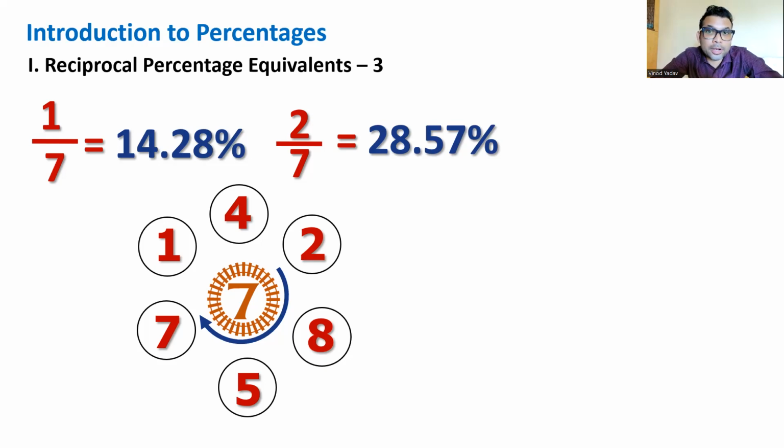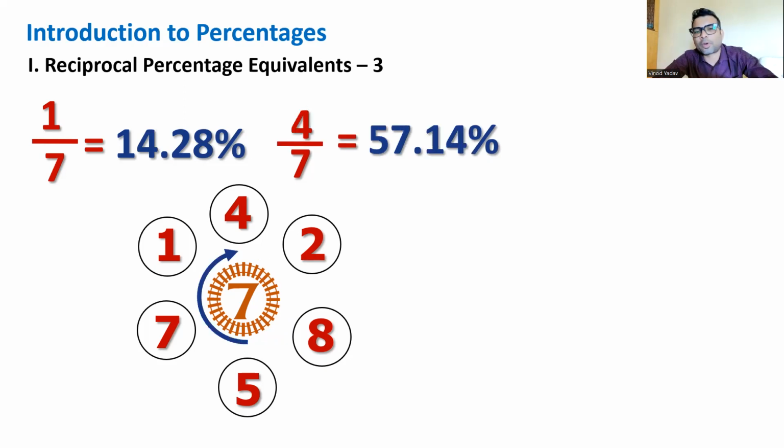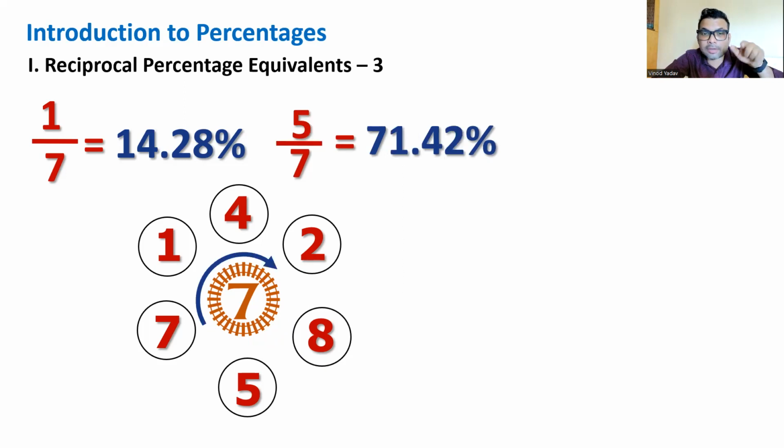So similarly, can you predict 3 by 7? Yes, 14 threes are 42. So start from 4. So 42.85%. This is your 3 by 7. Come on, similarly 4 by 7. Right? 5 से शुरू होगा, 57.14%. चलो quickly 5 by 7, 14 fives are 70. So 7 से start होगा. So 5 by 7, 71.42%. Similarly 6 by 7, 14 sixes are 84. We'll start from 8. So 85.71%.